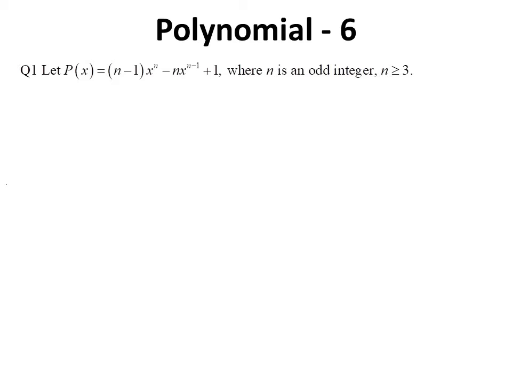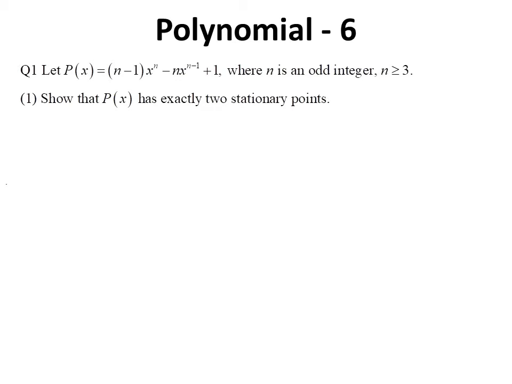The first example shows a polynomial function p(x) equals (n minus 1) multiplied by x raised to the power n, minus n times x raised to the power of n minus 1, plus 1, where n is an odd integer greater than or equal to 3. There are 5 questions about this polynomial.